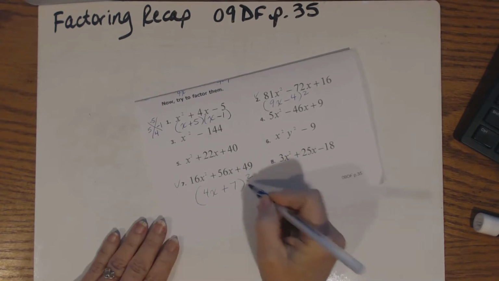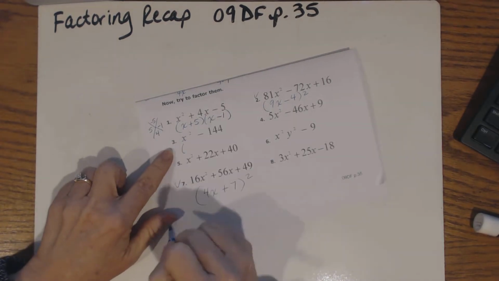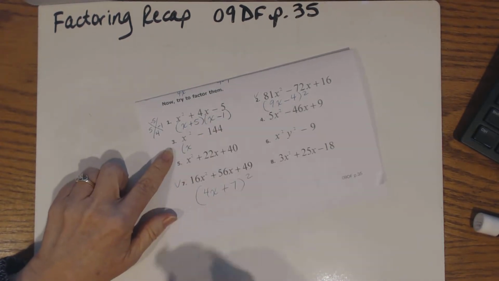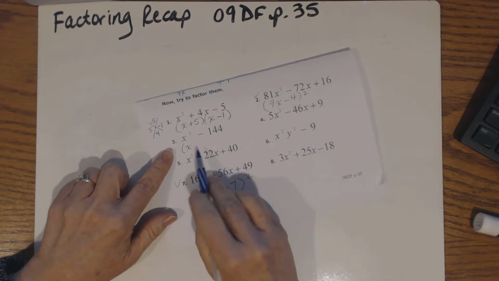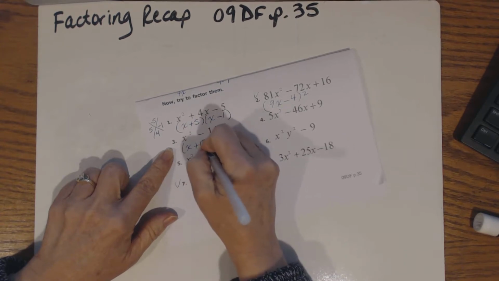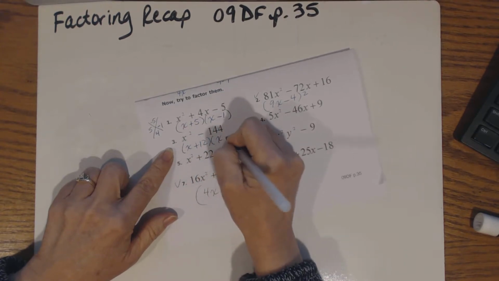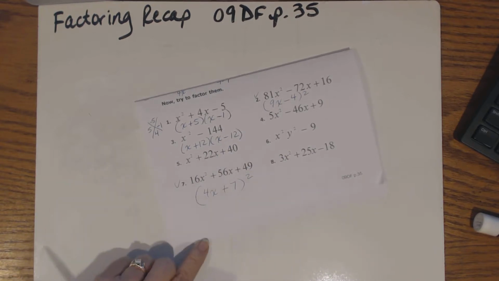Differences of squares are really just as easy as these. Just identify the roots. The square root of x squared is x. The square root of 144 is 12. And this is where we get the plus-minus pattern. So we could say x plus 12 times x minus 12, or we could do vice versa with the signs. Okay?